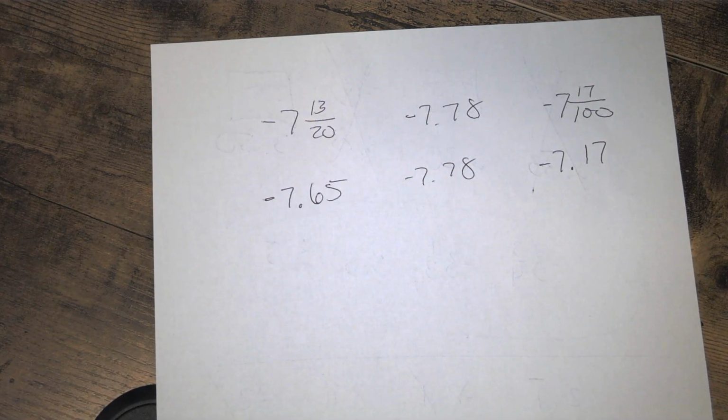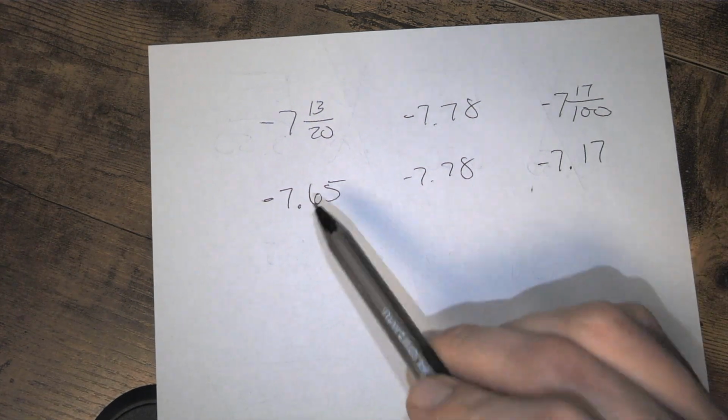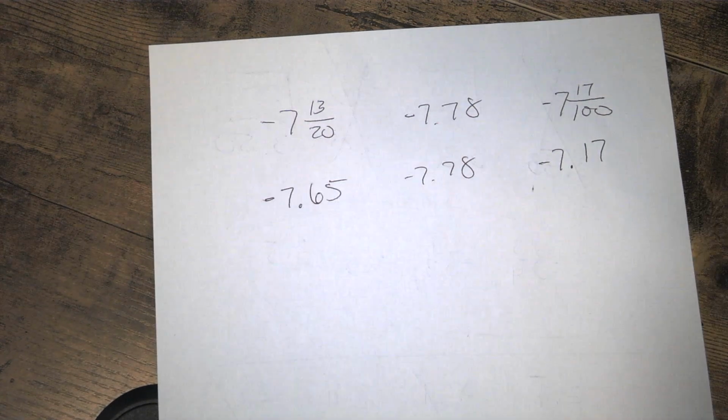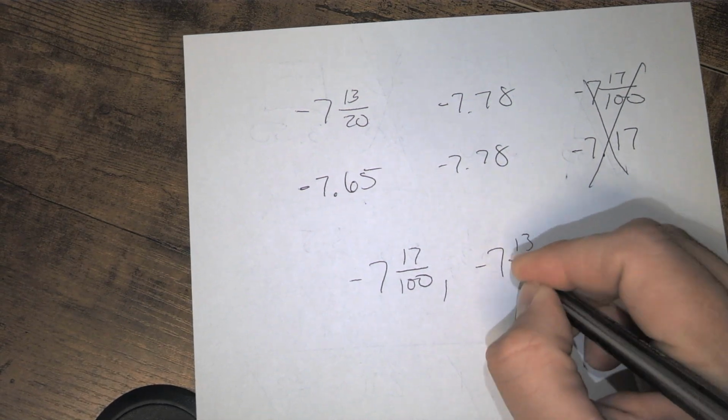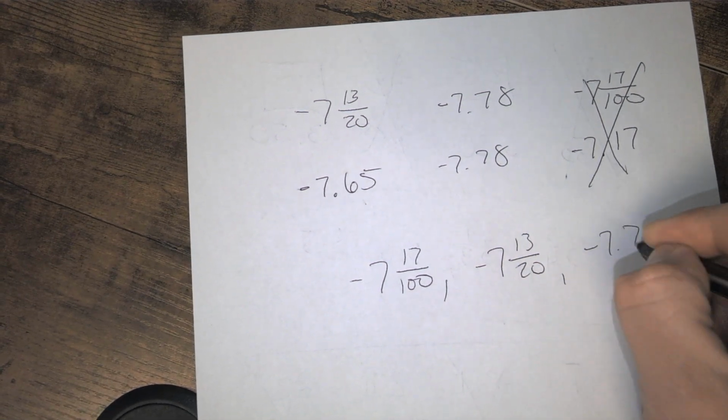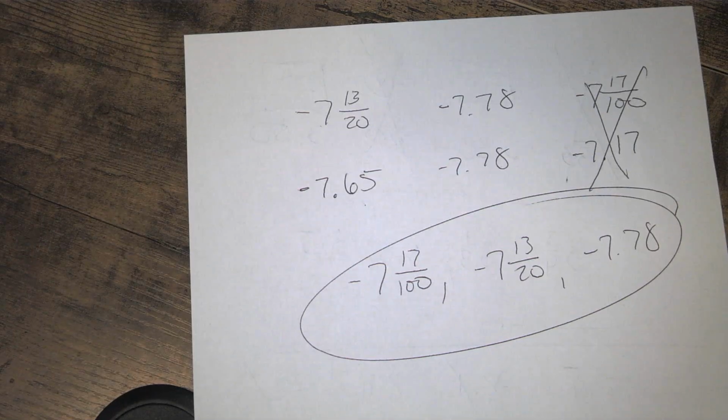Go from greatest to least. So the greatest one is going to be the one closest to 0 since they're all negative. So is 17, 78, or 65 going to be closest? So then we start with negative 7 and 17/100. Or 78? 65. There you go.